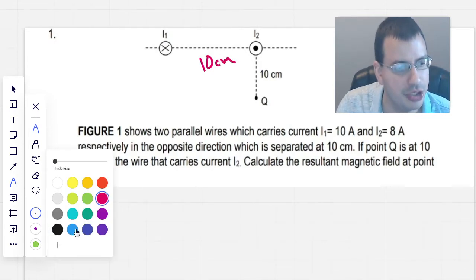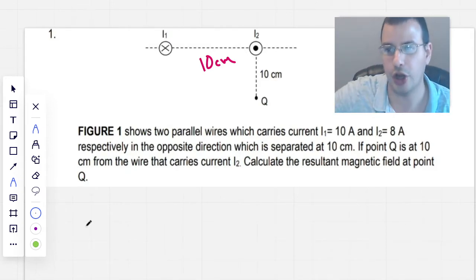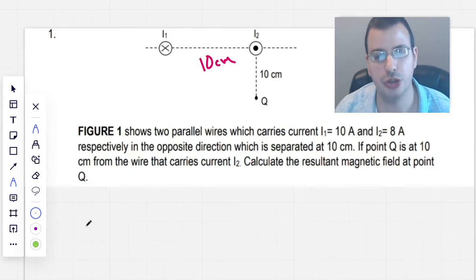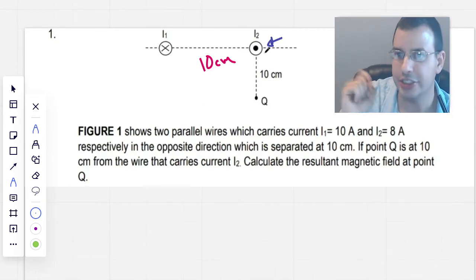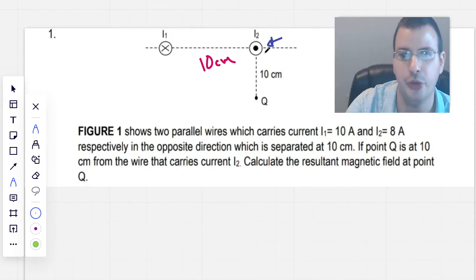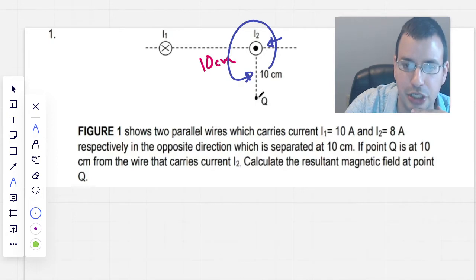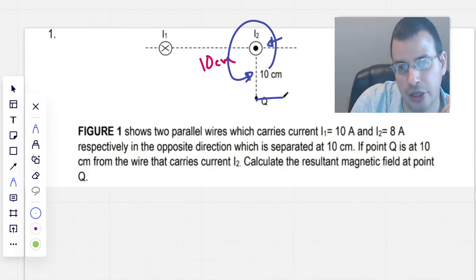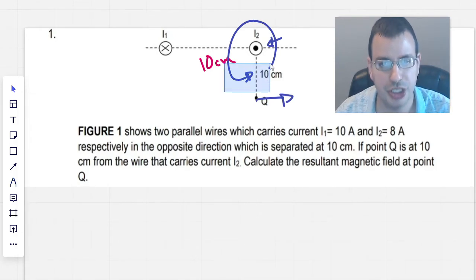And so the first thing you want to do is find the direction of the magnetic fields. The magnetic fields are going to be going around the wire, so do the right hand rule. The current is coming out of the page. We place our thumb along the direction of the current and wrap our fingers around the wire. The way we wrap our fingers means that the magnetic field is going that way, and specifically at this point Q, it is going to the right, completely horizontal.